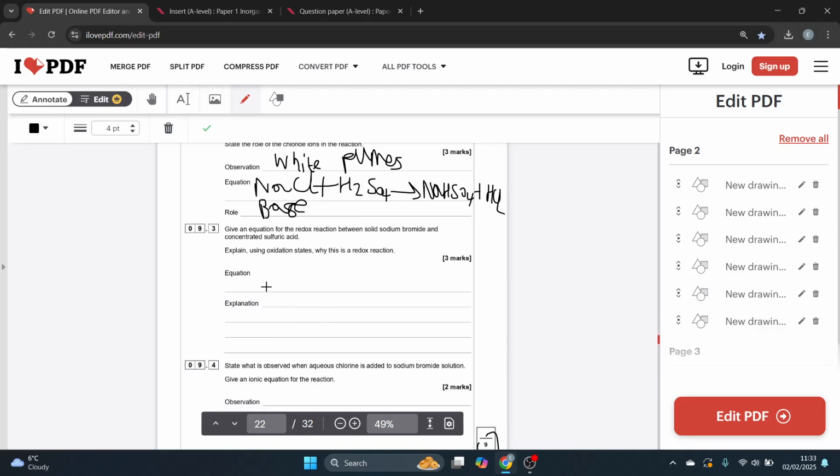Give the equation for the redox reaction between solid sodium bromide and concentrated sulfuric acid. For the redox reaction, now we need to think even more deeply which equation this is going to be. Recall it, and it should be this one: plus 2H2SO4. This reaction forms SO2 as well as Br2: Na2SO4 plus Br2 plus SO2 plus 2H2O.